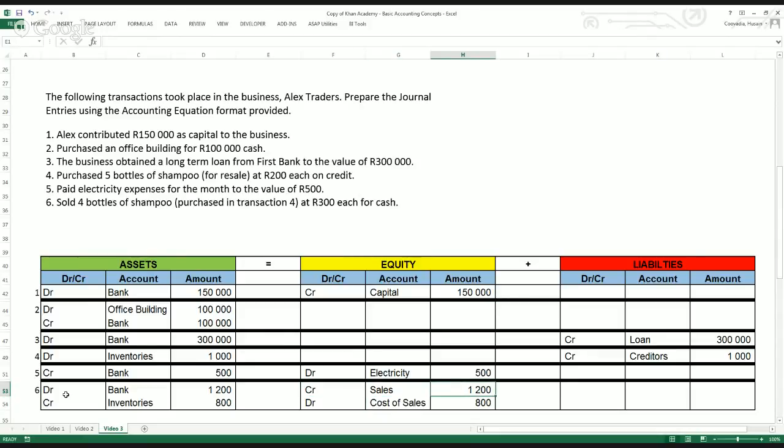So if we look closely at what's happening in the last transaction, we sold goods to the value of 1,200 Rand. Those goods cost us 800 Rand, and the net effect is a profit of 400 Rand. So a net increase in equity of 400 Rand.